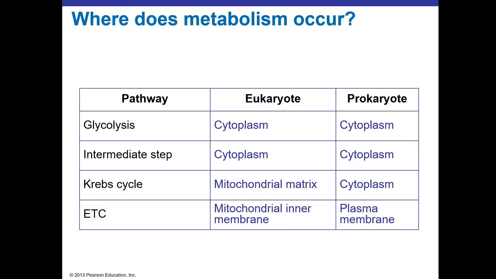So where does metabolism occur? For a prokaryote, it does not have membrane-bound organelles, it doesn't have mitochondria, so glycolysis, the intermediate step of taking pyruvic acid to acetyl-CoA, and the Krebs cycle all have to occur in the cytoplasm. The electron transport chain is in the cell or plasma membrane. For a eukaryote, glycolysis and the intermediate step occurs in the cytoplasm, but the acetyl-CoA needs to be shunted into the mitochondria because the Krebs cycle occurs in the mitochondrial matrix. So that's why it makes sense that the electron transport chain is at that inner mitochondrial membrane.